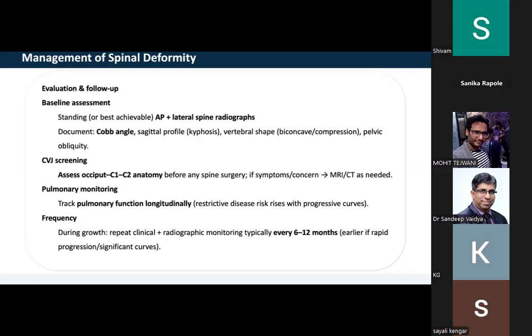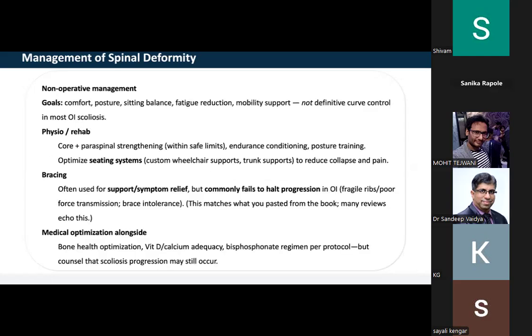And if you are able to document rapid progression, or maybe there's increase in pain, or any decrease in the function, we can do more frequent x-rays. So non-operative care is primarily for comfort, posture, sitting balance, fatigue reduction, and mobility support. They are not going to provide a lot of curve control in these patients of OI.